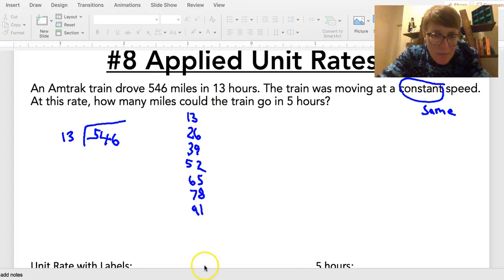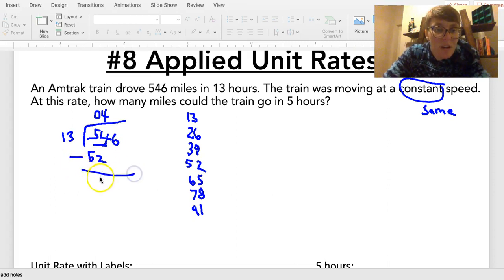Alright, so I have some of these digits here, and now I'm going to see which one I can take away from 546. Well, I can't give 100 to every 13, so I'm going to put a 0 in the hundreds place. Now I'm going to look at 54. I'm looking for my closest multiple, 1, 2, 3, 4. So I'm going to use 4 in the tens place. 13 times 4 tens is going to make 520. I'll just put that under there. I'll subtract. My difference becomes 26, and then I bring down one digit at a time, and 6.